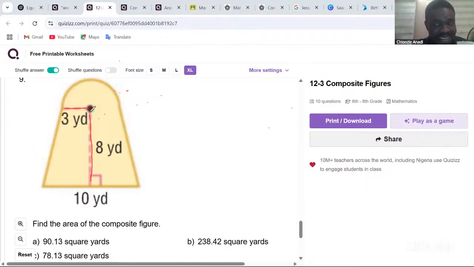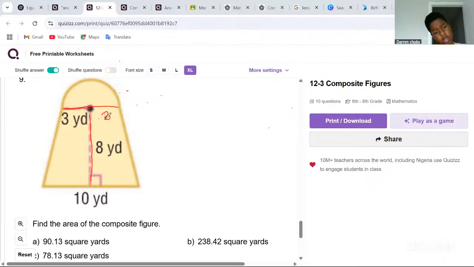If you remember the formula for area of a trapezoid, it is half times B1 plus B2 times height. If your B1 is 10, what's going to be your B2? Your B2 is meant to be up here, right? If here is 3 yards, obviously here is 3 yards as well. So what is 3 plus 3? That will give us 6. So your B2 is 6.